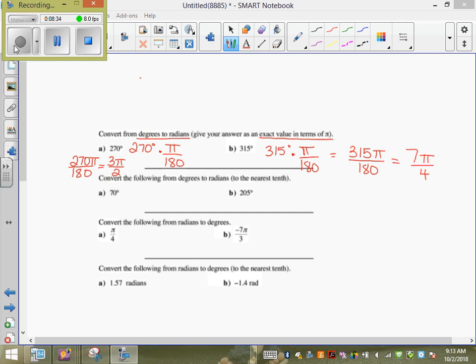So then it says, convert the following from degrees to radians to the nearest tenth. Now this sounds ridiculous, like people should be able to do it, but this one I find people get more wrong than the exact values. So we multiply by pi over 180. So we're going to get 70 pi over 180. Then some people type in 70 divided by 180 and then write that decimal pi.